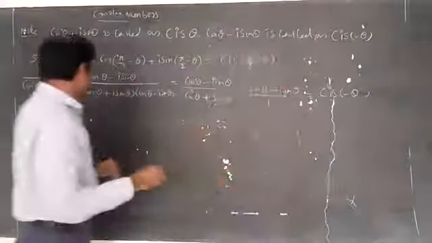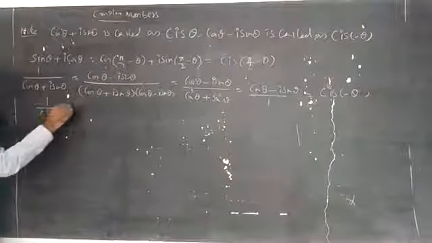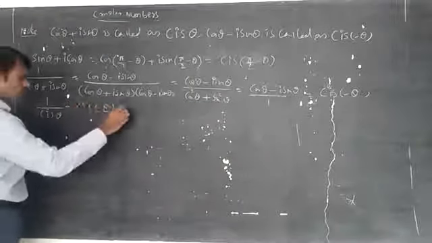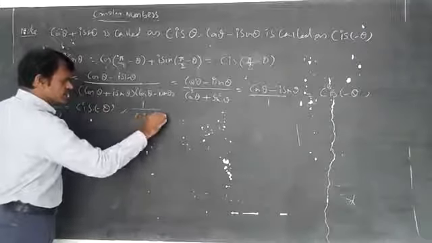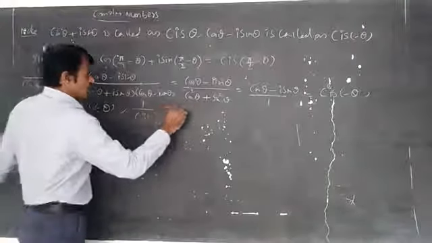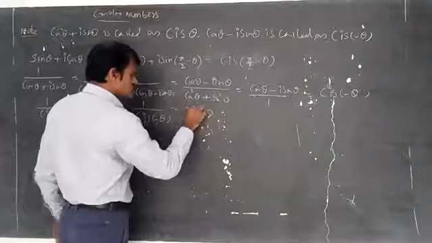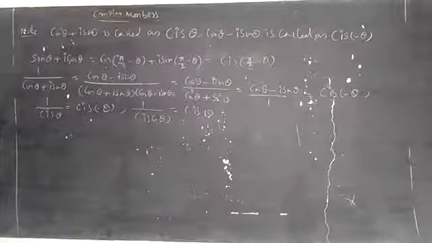So the result is the formula I am going to discuss with you: 1 by cis theta is equal to cis of minus theta, and 1 by cis of minus theta is cis theta. It is called the vice versa concept. 1 by cis theta is cis of minus theta, and 1 by cis of minus theta is cis theta.